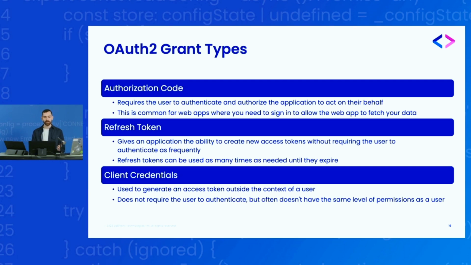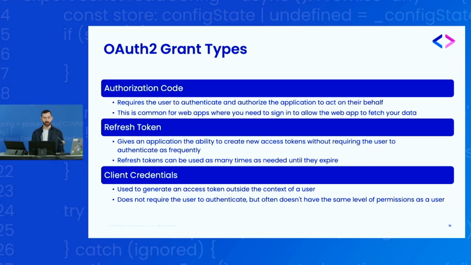If you're doing the authorization code, that means your web application is requiring the user to authenticate your application, so you can act on their behalf. This is common for web apps where you need to sign in to allow the web app to fetch your data. It's similar to when you've logged into a website and it says you can log in with your Facebook or Google account. You're logging in with your service provider so that the web app can act on your behalf.